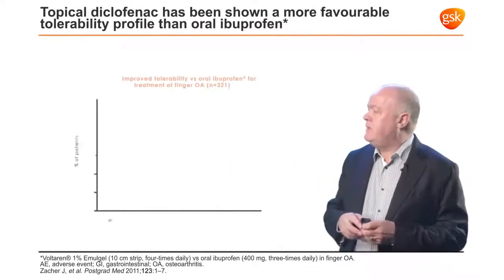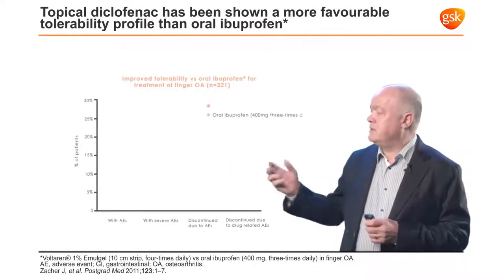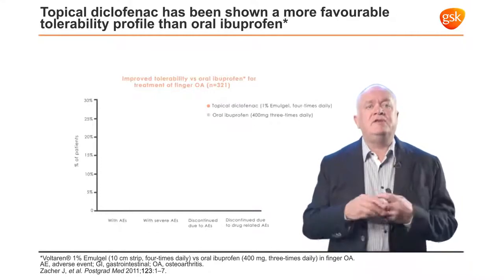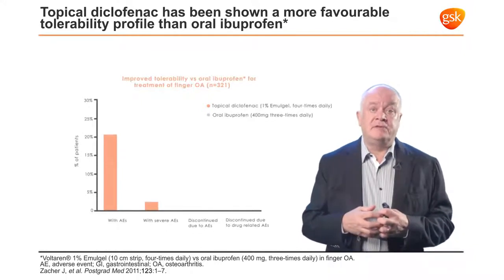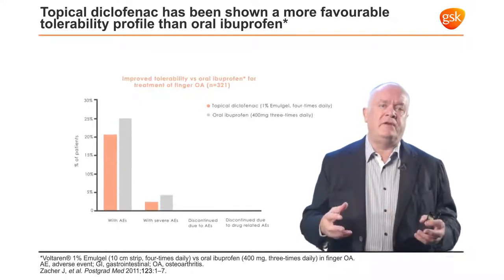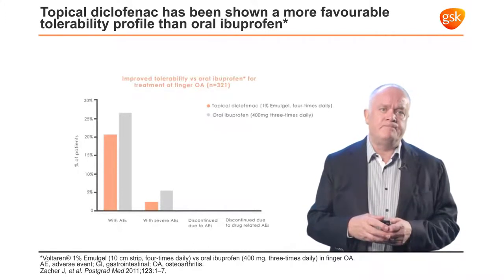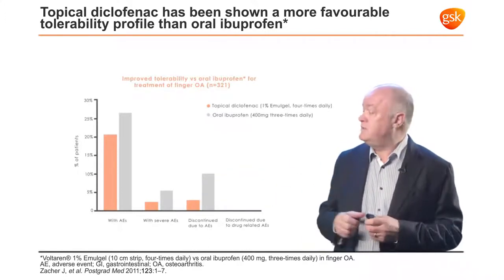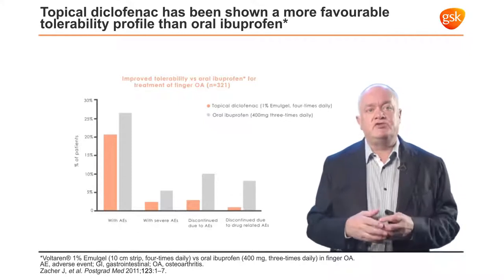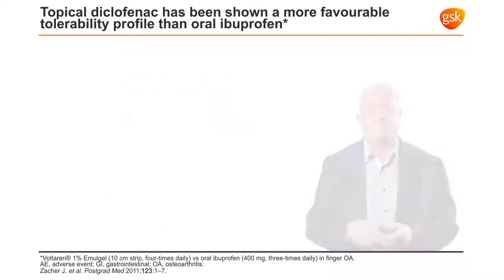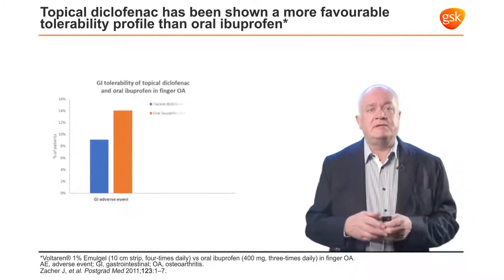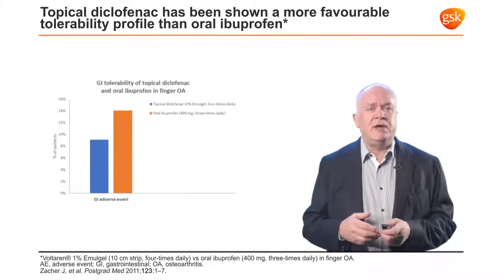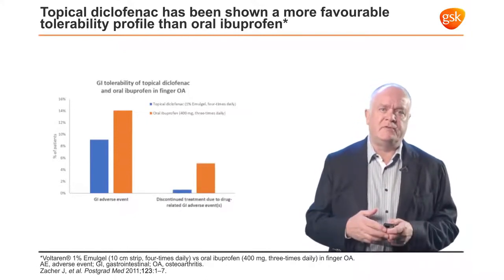In this study, the AE rate between oral ibuprofen and topical diclofenac was compared in the use of finger osteoarthritis. The topical diclofenac was associated with a reduction in overall and severe AEs when compared to oral ibuprofen. There was also a reduced rate of discontinuation due to AEs and drug-related AEs with a topical formulation. In the same study as the previous diagram, it was shown that oral NSAIDs can be associated with the well-known GI events. However, this risk was reduced with topical formulations.